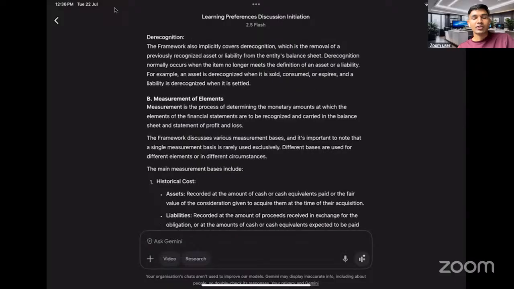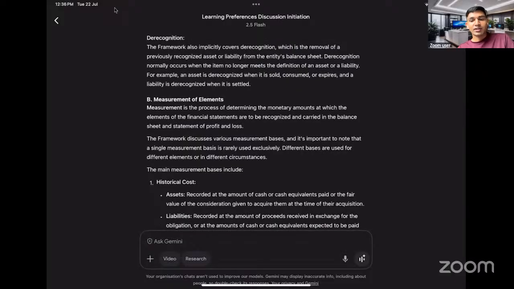The framework also implicitly covers de-recognition, which is the removal of a previously recognized asset or liability from the entity's balance sheet. De-recognition normally occurs when the item no longer meets the definition of an asset or liability. For example, an asset is de-recognized when it is sold, consumed, or expires.